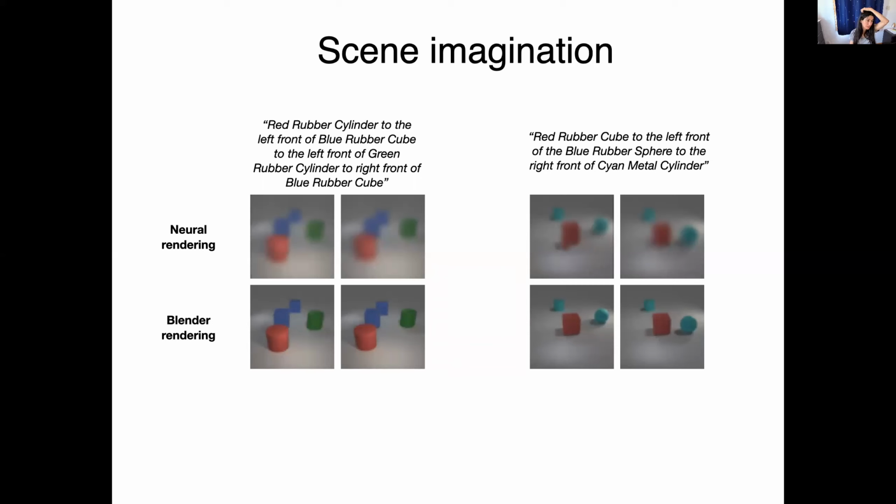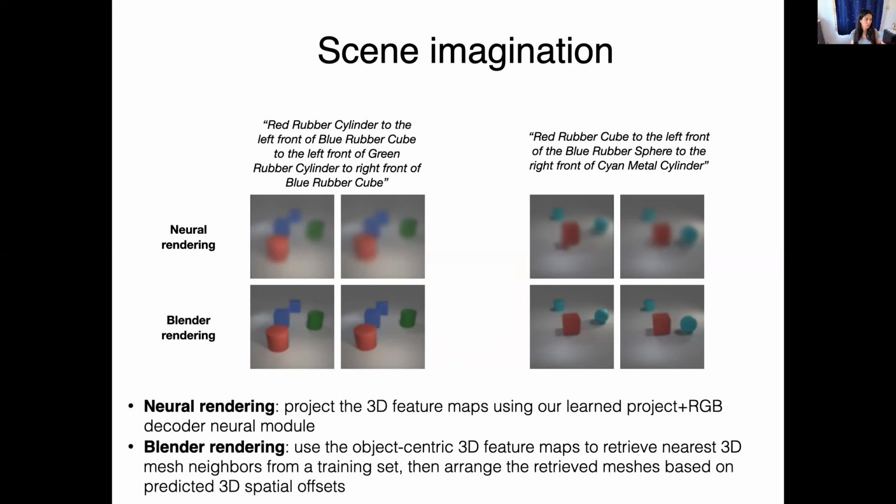For example, the red rubber cylinder to the left front of the blue rubber cube, to the left front of the green rubber cylinder, the right front of the blue rubber cube, and so on. And we consider two types of renderings. Neural rendering, which comes all the way from our network, and as you see, it's blurry, because imaginations can be blurry. Human imaginations are also not pixel accurate, but you can use the rendered features and do nearest neighbors from a dictionary of objects, and you see that you can retrieve the right ones.